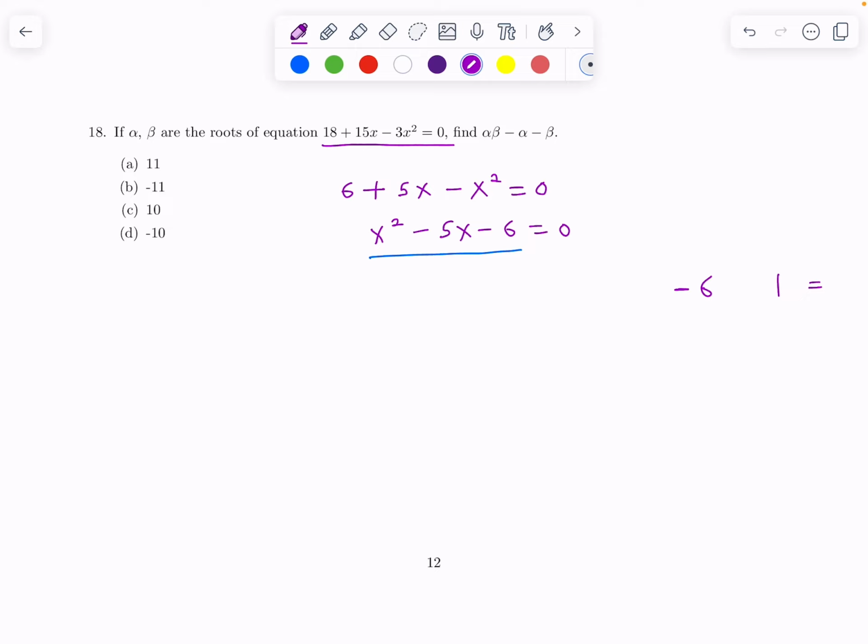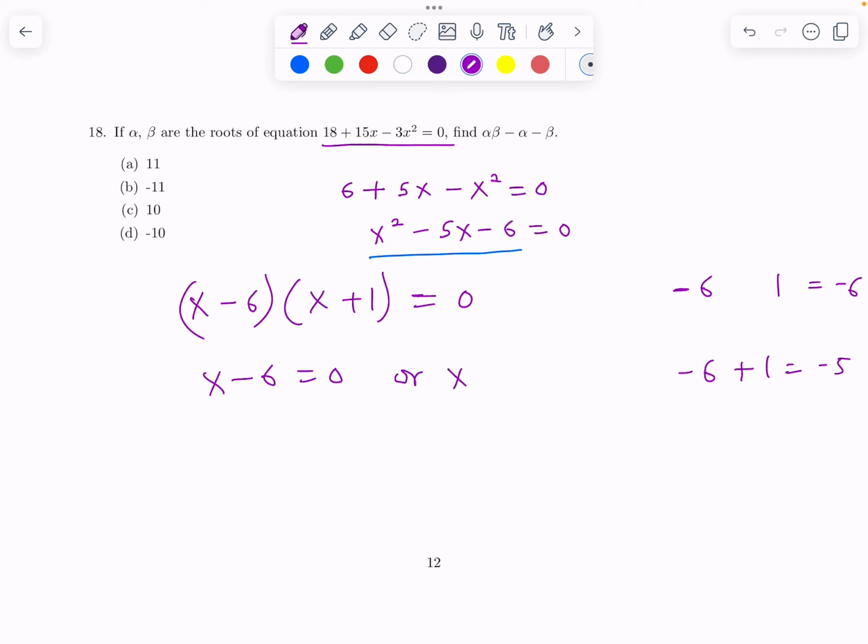So I have to put the negative here. So I have negative 6. If I multiply them, I have negative 6. But if I add this, negative 6 plus 1, I get what? Negative 5, right? So I'm just going to have x minus 6, x plus 1. This is just going to be 0, right? So if you have x minus 6 is equal to 0, or x plus 1 is equal to 0, so I have x is equal to 6, or x is equal to negative 1.